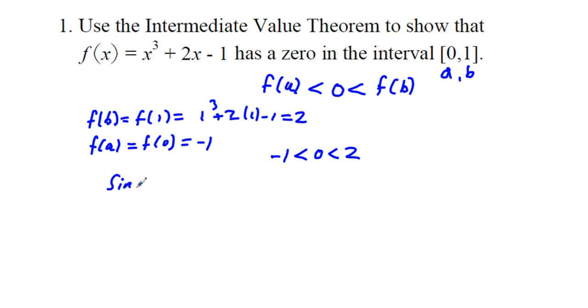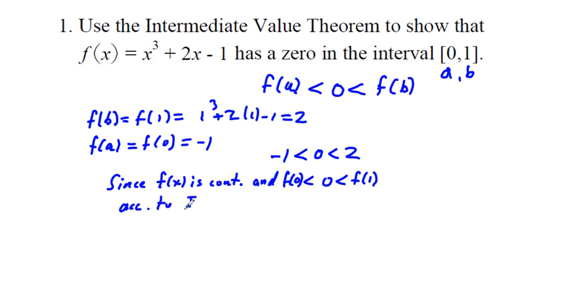Since, okay, we have to bring out continuity. Since f of x is continuous and 0 is between f of 0 and f of 1, according to the Intermediate Value Theorem, I'll just abbreviate IVT, there must be at least one zero on the interval 0 to 1.